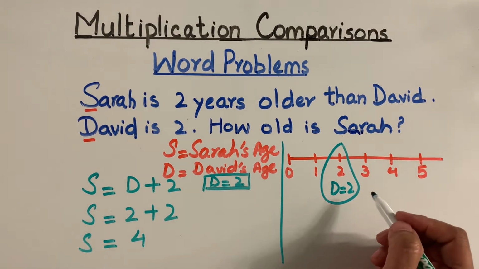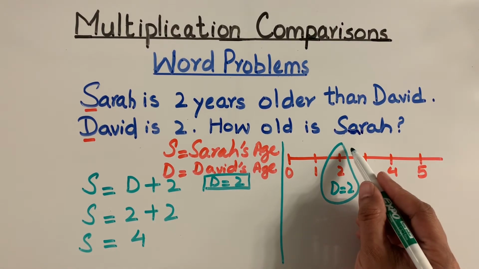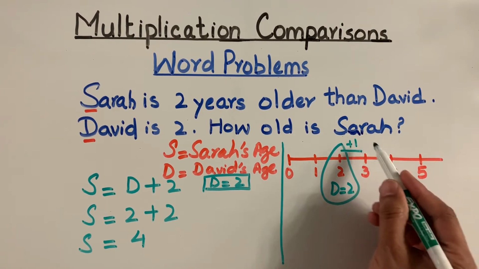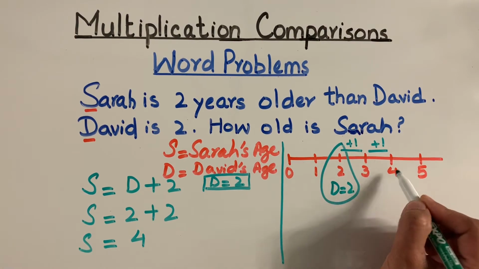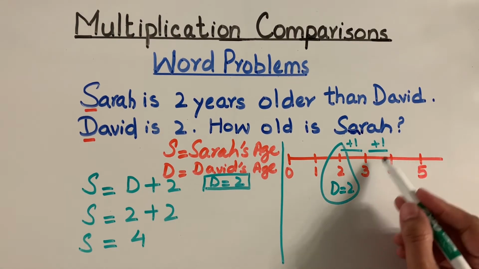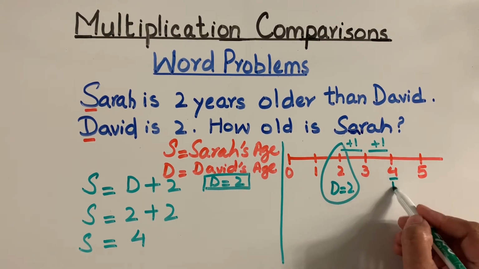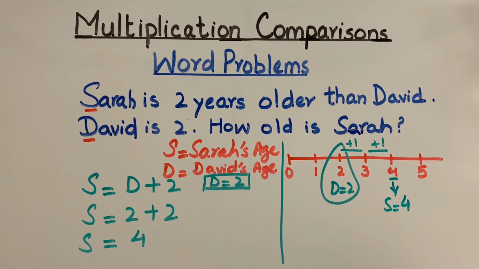And Sarah is 2 years older than David. It means when David moves 2 years, 1 year plus 1 year, we'll get Sarah's age. So 2 plus 2 will get Sarah's age. Sarah is 4 years old. We got the same answer using the equation method and the number line.